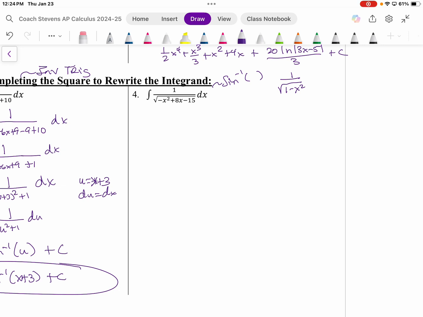So if I have negative x squared plus 8x minus 15, bring out the negative 1. That gives me x squared minus 8x plus 15. Now let's go ahead and start the completing the square process. So it's negative 1 times x squared minus 8x, give some space, a plus 15.